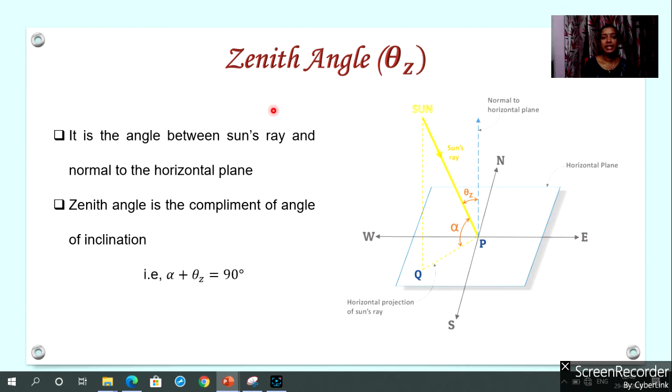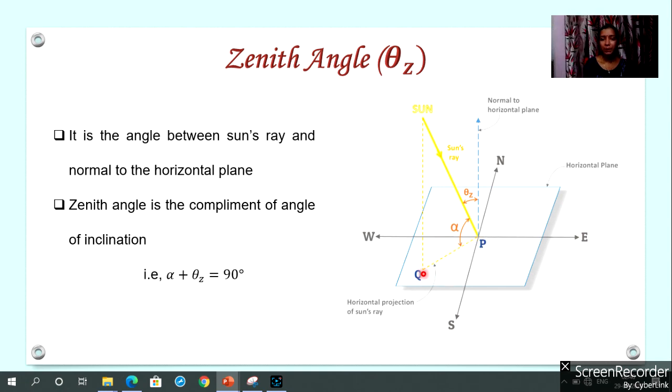The next angle is the zenith angle theta z. It is the angle between the sun's ray and the normal to the horizontal plane under consideration, represented as theta z. We can see that this zenith angle and the angle of inclination alpha are complementary to each other. So alpha is the complement of theta z. That means alpha plus theta z is equal to 90 degrees.